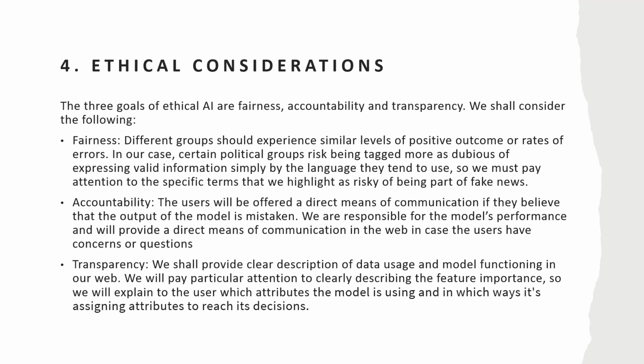To make our model accountable, the users will be offered a direct means of communications if they believe that the output of the model is mistaken, as we have already explained. Since we are responsible for the model's performance, we'll provide a direct means of communications in the web in case the users have any concerns or questions. Finally, we shall provide a clear description of the data usage and model functioning in our web. We'll pay particular attention to clearly describing the feature importance, so we will explain to the user which attributes the model is using and in which ways it's assigning attributes to reach its decisions. Thank you.